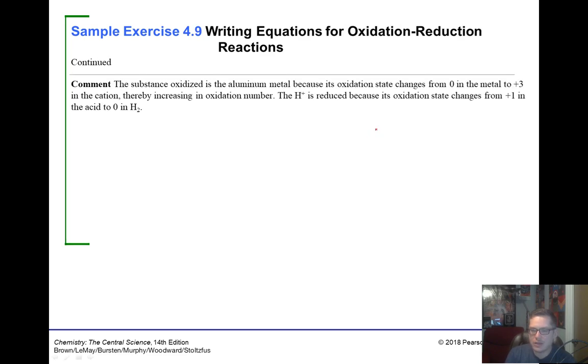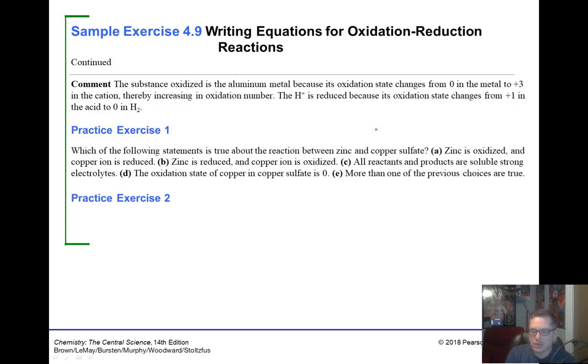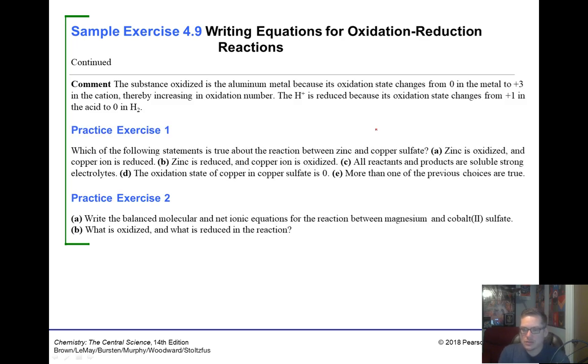All right, writing equations for redox reactions, we're going to skip practice exercise 1. This is kind of where the rubber meets the road. Can you synthesize everything we've talked about so far? We want to write the balanced molecular and net ionic equations for the reaction of magnesium and cobalt-2 sulfate. So we have magnesium, a solid all by itself, and we're going to react it with cobalt-2 sulfate.